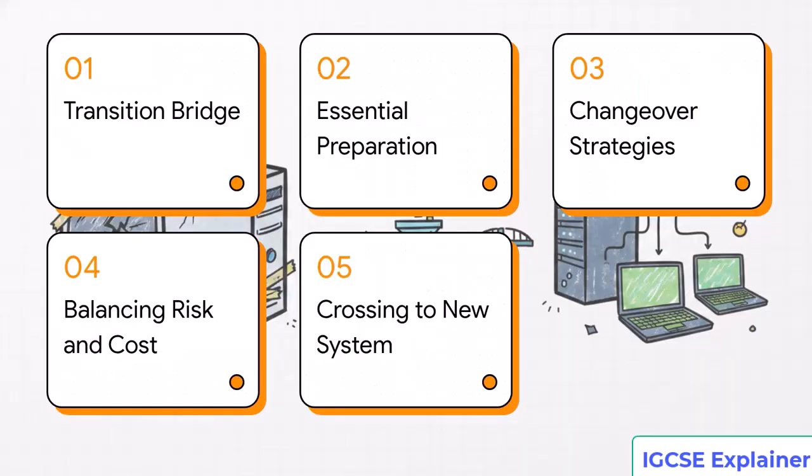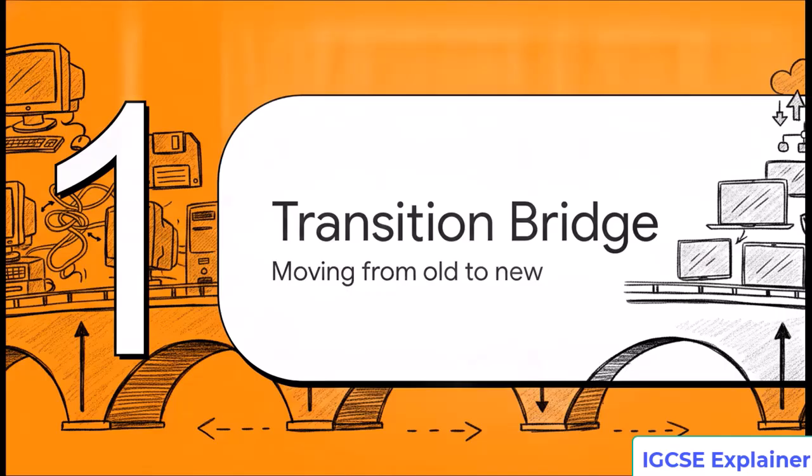To navigate this, we're going to follow a very clear roadmap. First, the transition bridge. Second, essential system preparation. Third, 4 strategies for changeover. Fourth, balancing risk and cost. And finally, crossing to the new system. All right, let's kick things off with Section 1, the transition bridge, moving from old to new.